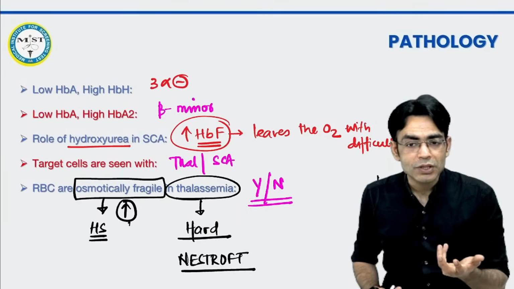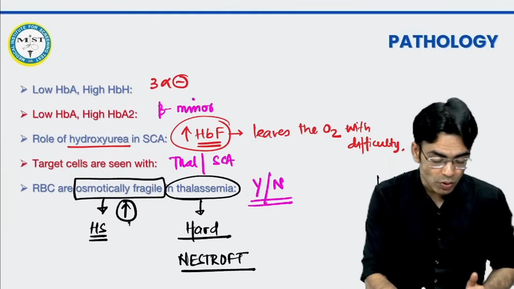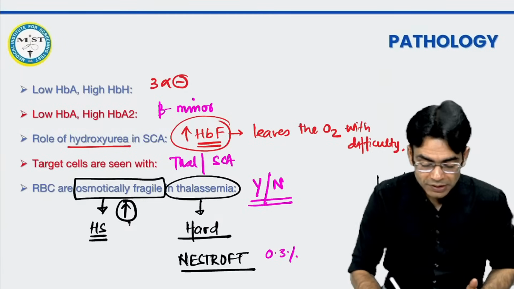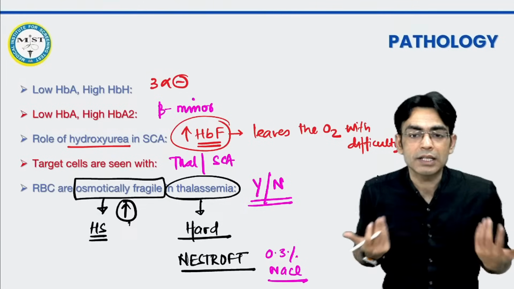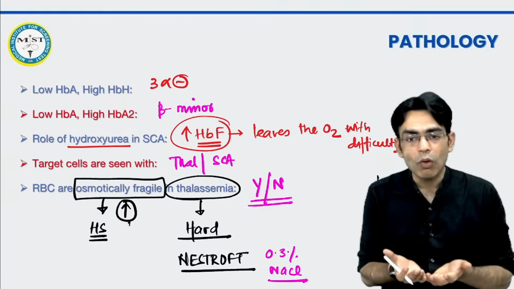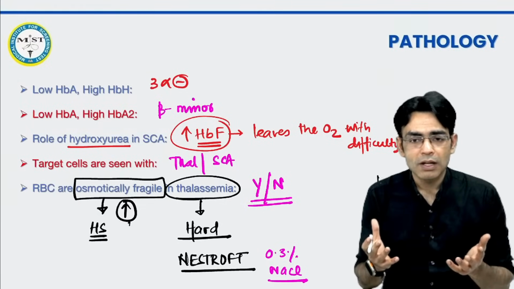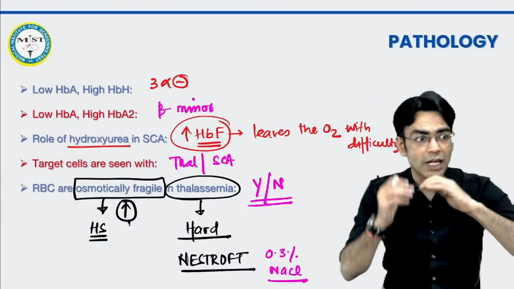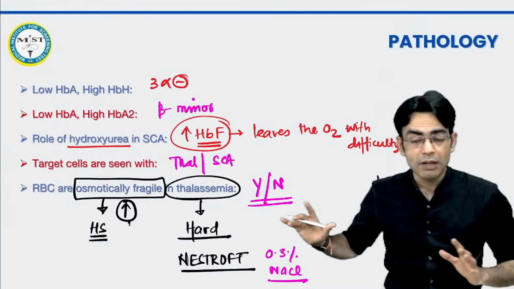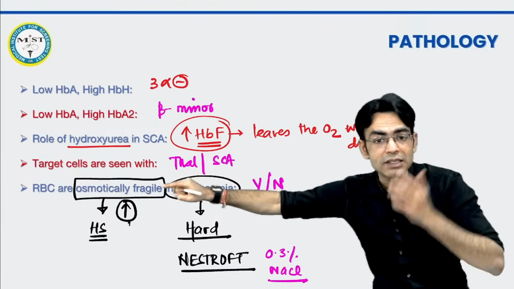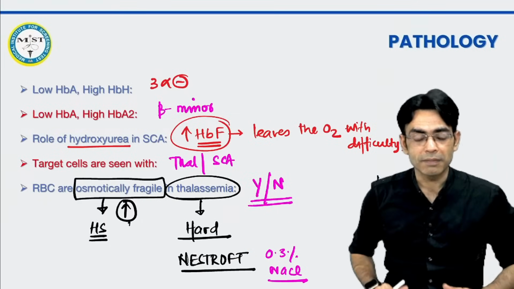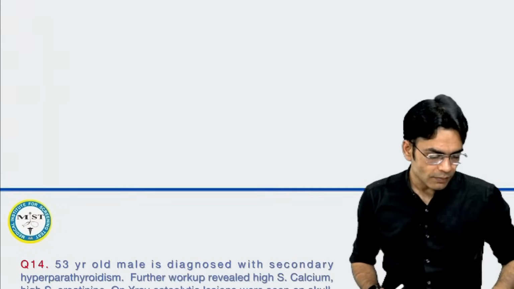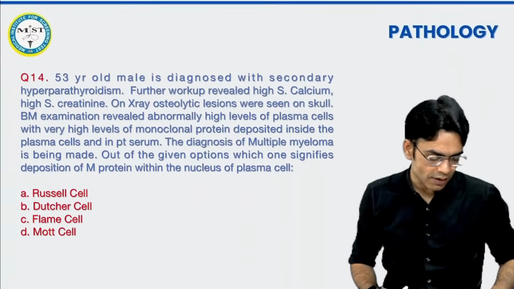Whereas in a normal person, in NESTROFT test, because you are adding 0.3% NaCl, our RBCs resist the osmotic fragility till 0.4. Burst kar jayegi beta. And the blood will become clear and you will start seeing the line. So dhyan rakhna hamisha, osmotic fragility increases with hereditary spherocytosis, whereas in thalassemia, the RBCs are hard. Okay? Yes, rigid. Avinash, you are right, they are rigid.